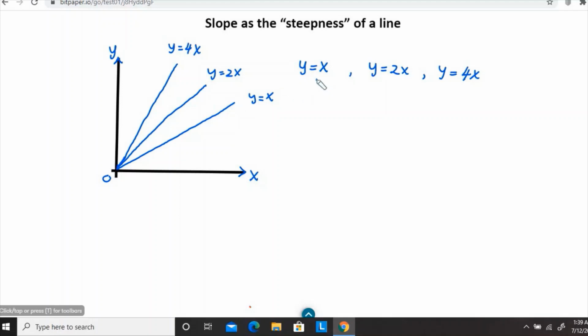So you can see when this number over here is increasing, over here it's just 1, that's why I haven't written that down, but when that number increases, the steepness of the line increases. So slope, qualitatively, is related to the steepness of the line.